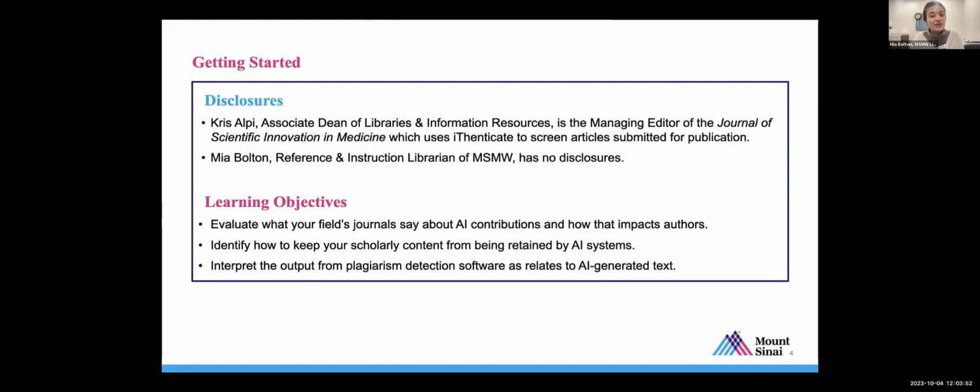We are going to jump into the learning objectives, and those will be to evaluate what your field's journals say about AI contributions and how that impacts authors, to identify how to keep your scholarly content from being retained by AI systems, and to interpret the output from plagiarism detection software as it relates to AI-generated content.